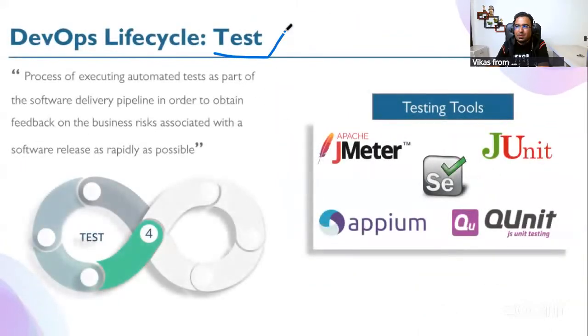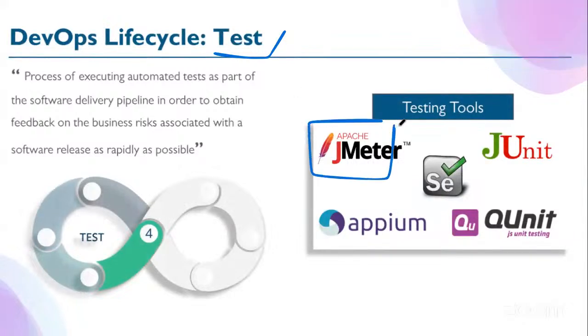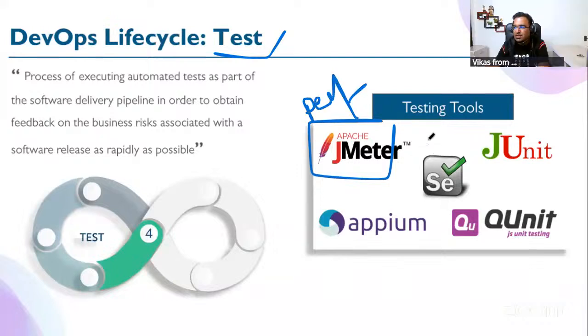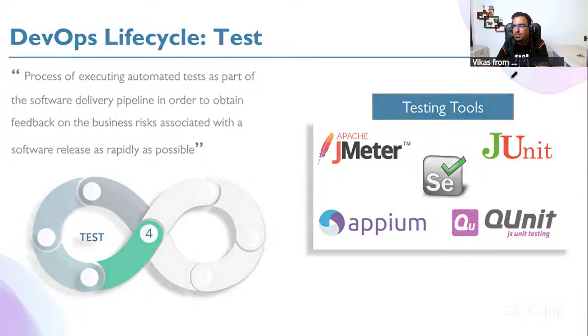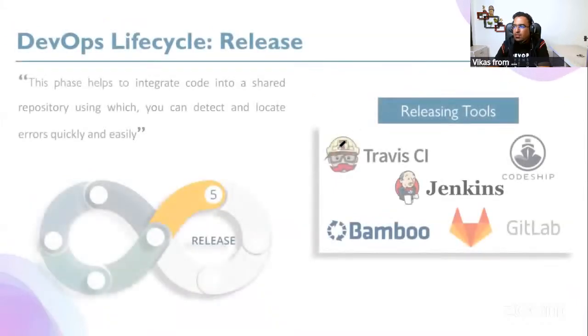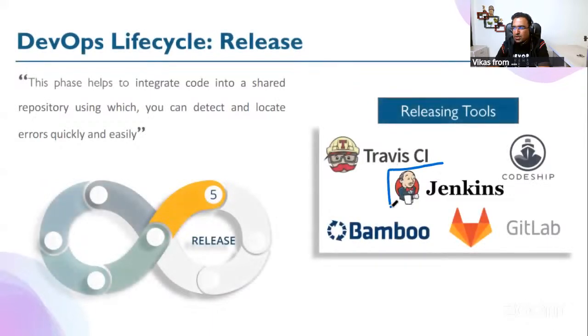Now, for testing in your company, which test tools are you using? For automation, Selenium. For performance, Apache JMeter. Okay, good. Be very specific. Okay, cool. For releasing, which tool are you using in your company?